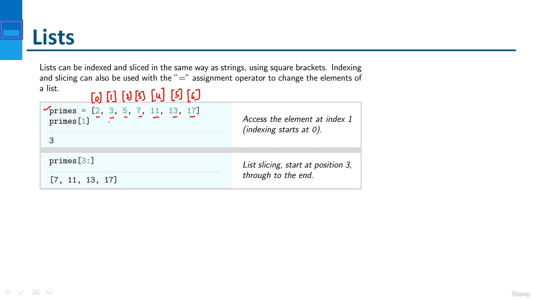Now we are printing primes of 1. At this particular index, whatever element is stored will be displayed. The element is 3.